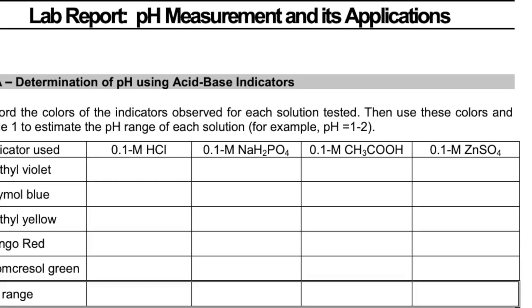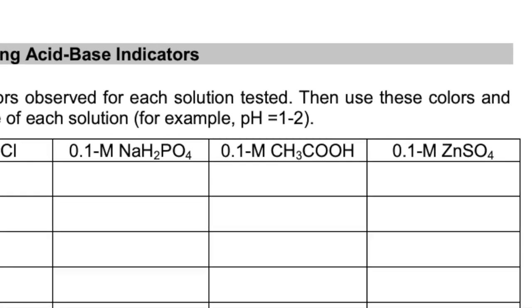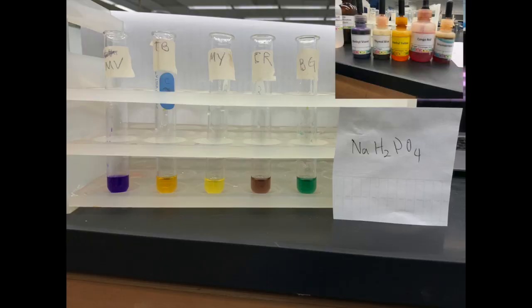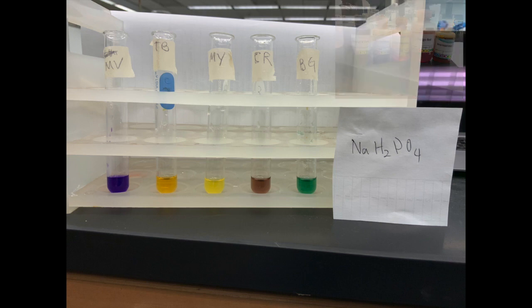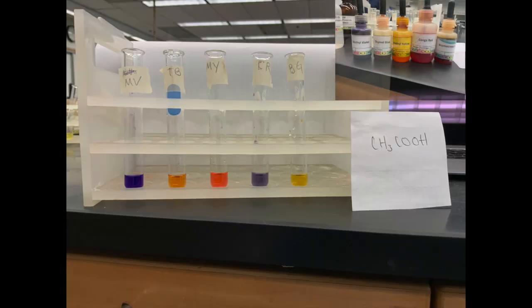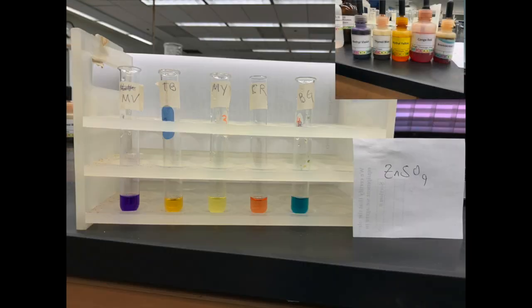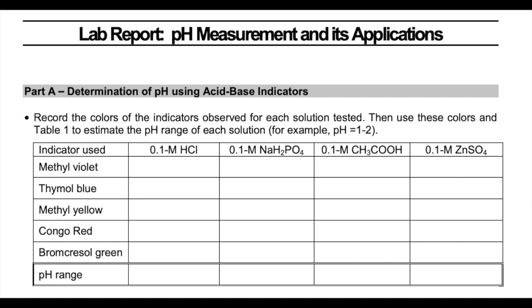We proceeded to perform the indicator test on 3 other solutions: 0.1 molar sodium dihydrogen phosphate, 0.1 molar acetic acid, and 0.1 molar zinc sulfate. Record all these results in your lab report so you can determine the pH range of each of the solutions.